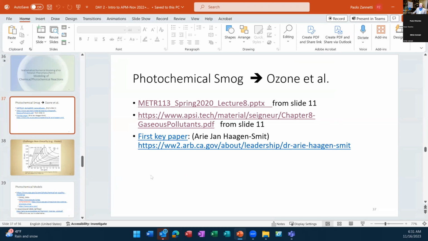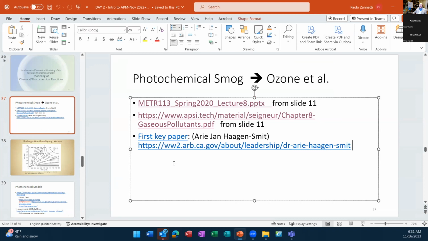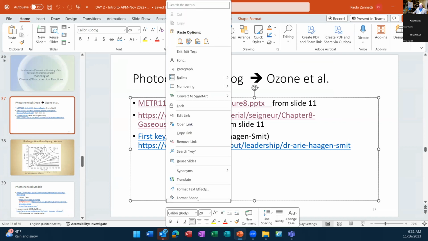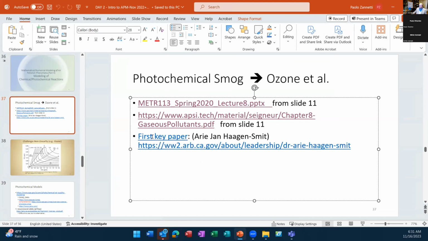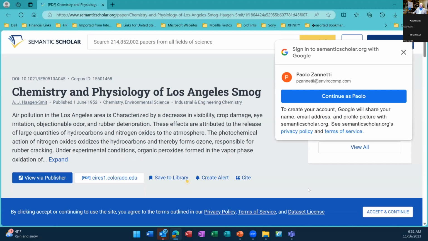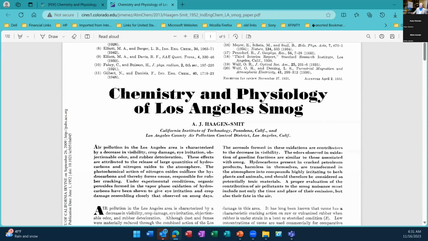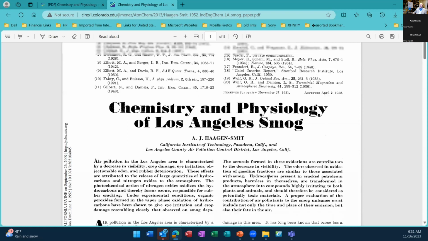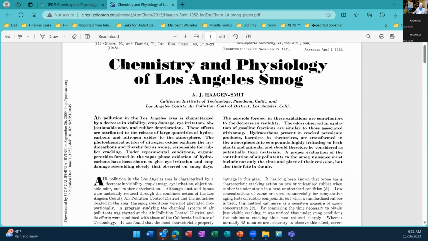For completeness, I want to tell you about the first key paper. Why does my link not work? Okay, let's try again. So this was the first paper by Haagen-Smit, 1953, explaining the Los Angeles smog. Many people didn't believe him at the time, that both NOx and VOC were the key components, but of course he was right, and science has changed since the publication of this paper.